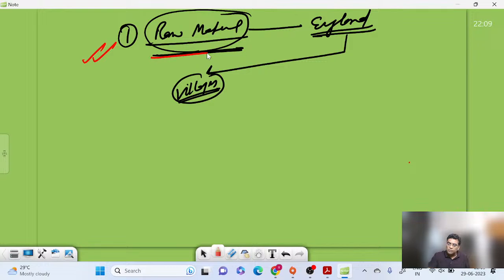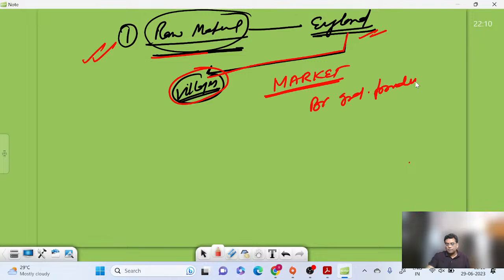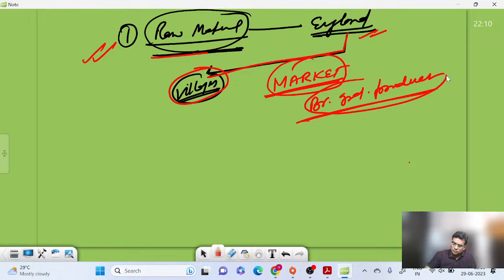So raw material of India was exported to England, and the finished product of England was sent to the villages of India. So India served as a beautiful market for British industrial product.